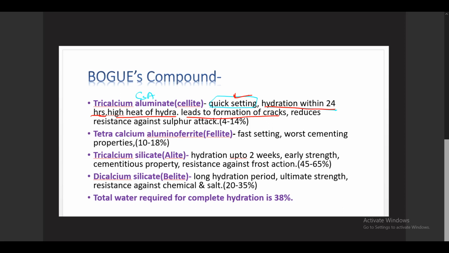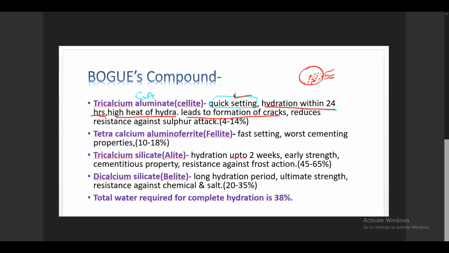Now suppose this is the cement element, in which there is this tricalcium aluminate at the inner core. In that case, there are pores present, and these pores actually contain water. Due to the heat of hydration from this tricalcium aluminate, the water in those pores will get evaporated. So it ultimately leads to the formation of cracks.